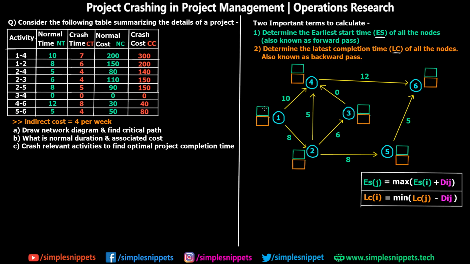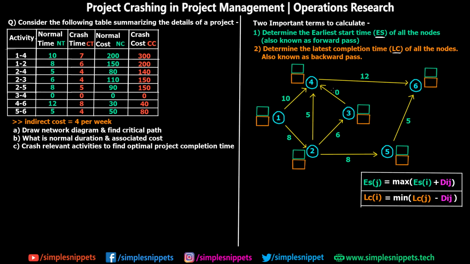as backward pass. So that's why these two boxes, the green one is for early start and the orange one is for latest completion. And this is something that we have to find out for every different node in the network. Now we've been given two formulas to find out this. So ES of J is given by max of ES of I plus D of IJ, and LC of I is given by minimum of LC of J minus D of IJ.